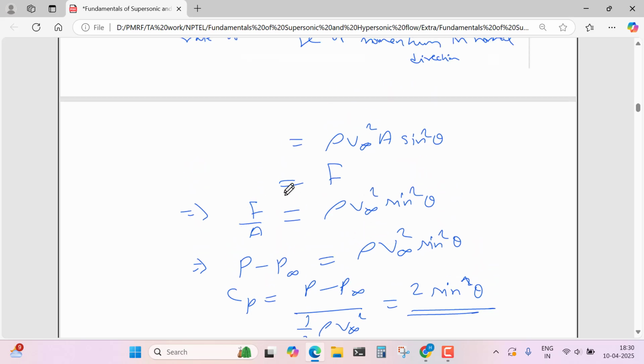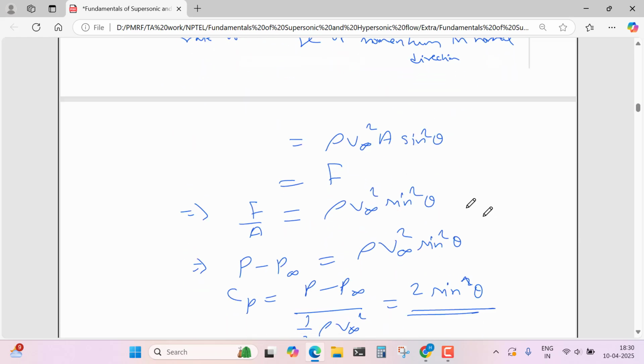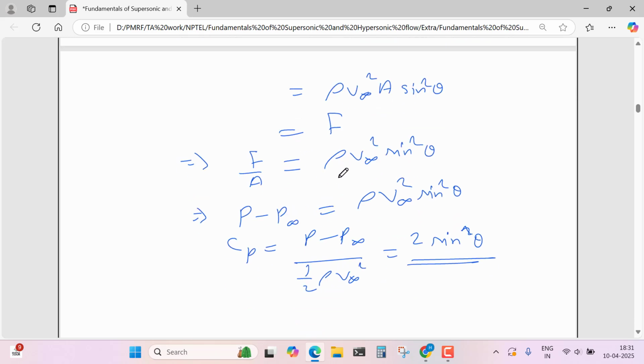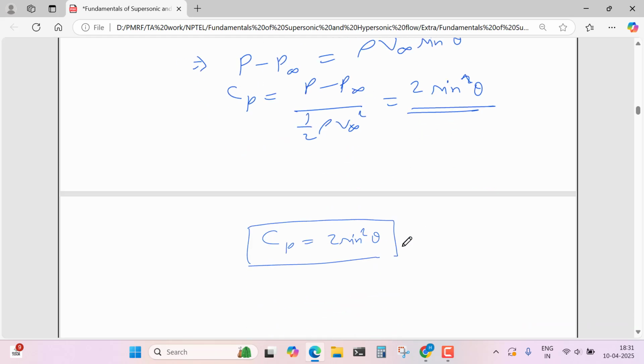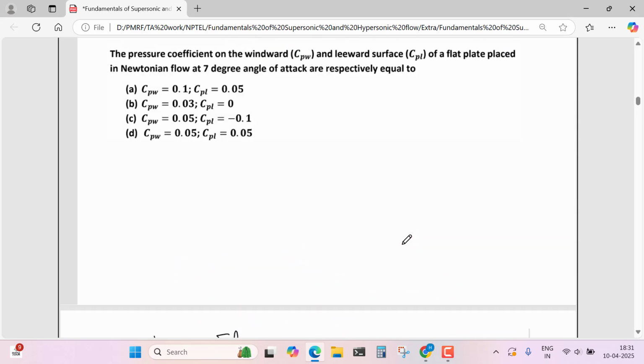And this pressure will be equal to P minus P infinity, because in calculating this, the effect of free stream pressure is already considered here. So P minus P infinity equals rho infinity V infinity square sin square theta. And what is the Cp? Cp equals P minus P infinity upon half rho V infinity square, which will be equal to 2 sin square theta. So Cp equals 2 sin square theta. This will be the value of Cp.